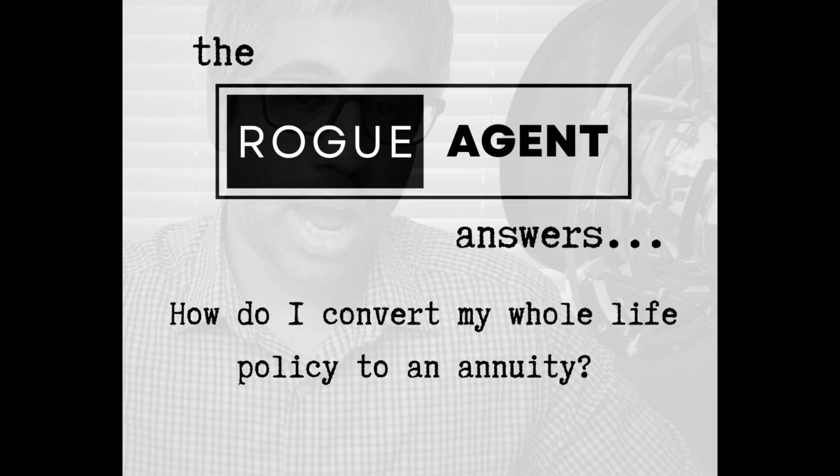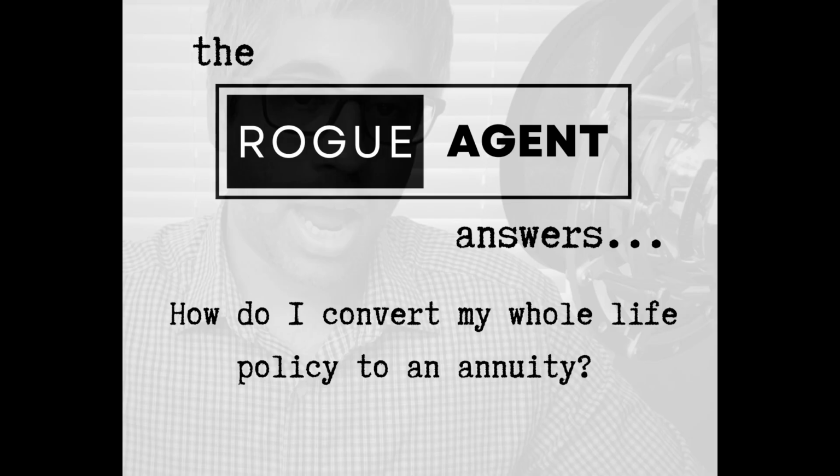Conversion from life insurance to an annuity is a 1035 exchange, so it's going to be a tax-free transfer. But you cannot transfer money back into your policy tax-free. You can only go one way. You can only go from life insurance to an annuity. You cannot go from an annuity into life insurance.